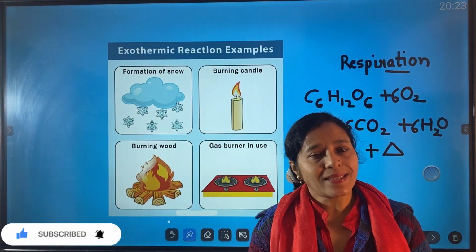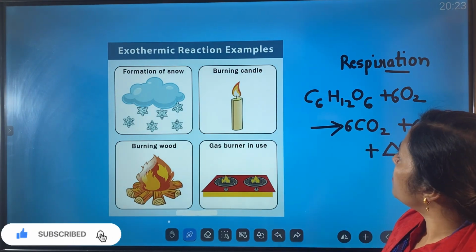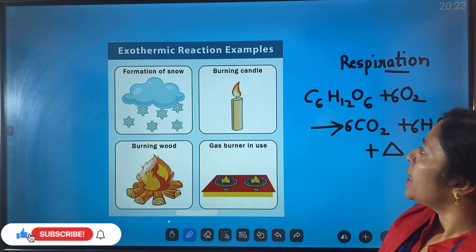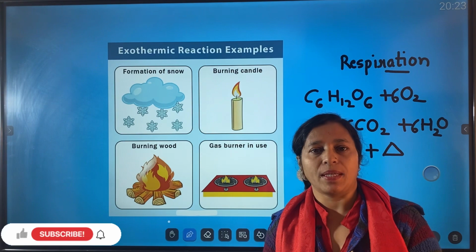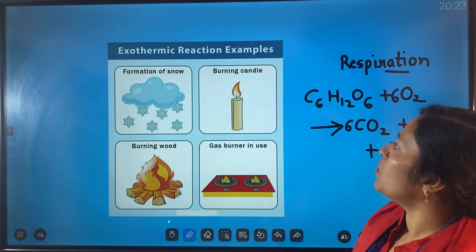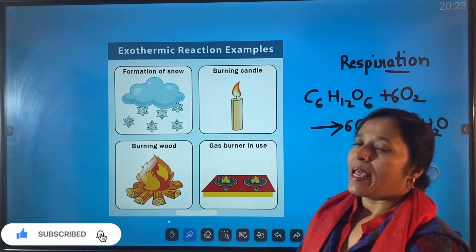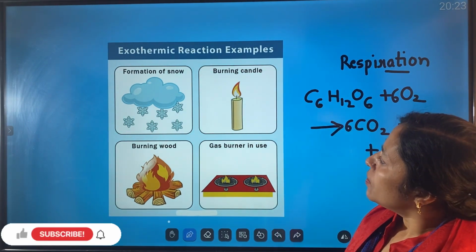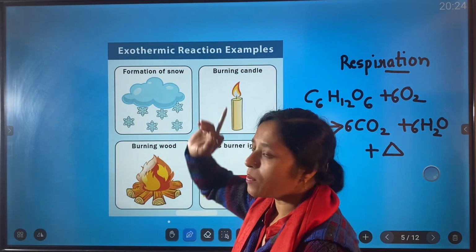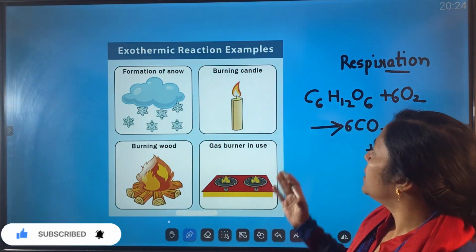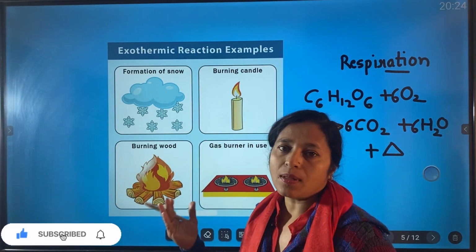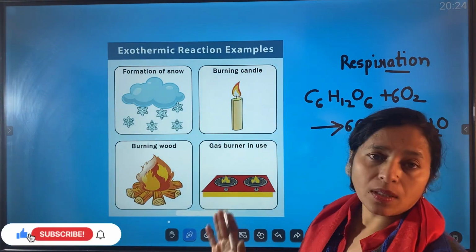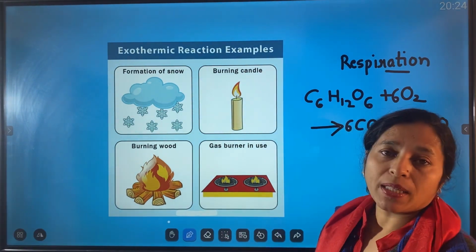So students, next is endothermic and exothermic reactions. So in this way we are studying what an exothermic reaction is. Exothermic reactions are those reactions in which heat is evolved. For example, you see the formation of snow, heat is evolved. Then a burning candle evolves heat. Burning wood, you get heat from the burning wood.